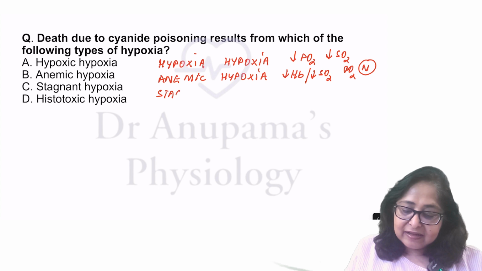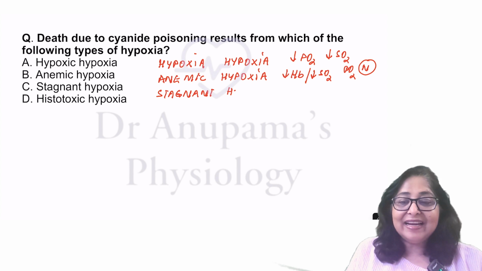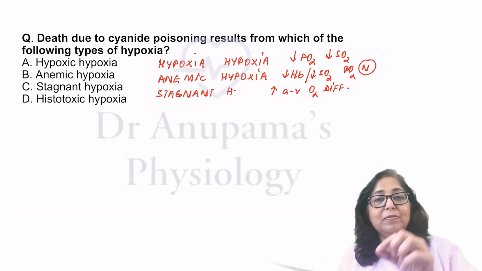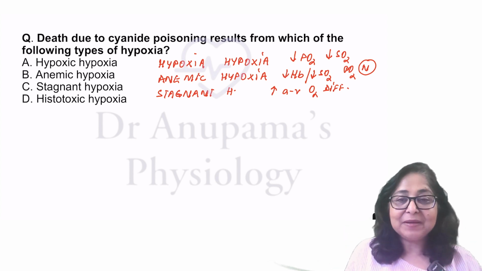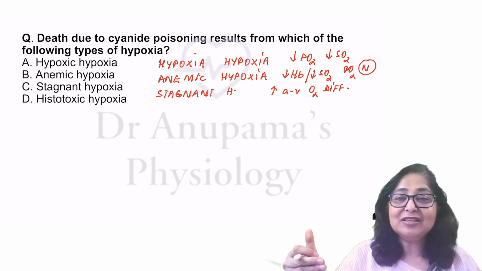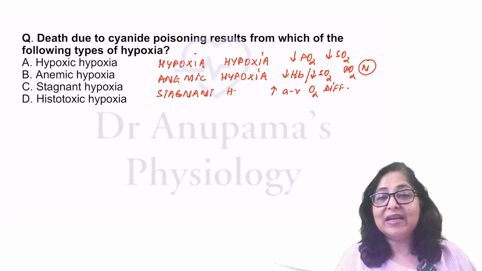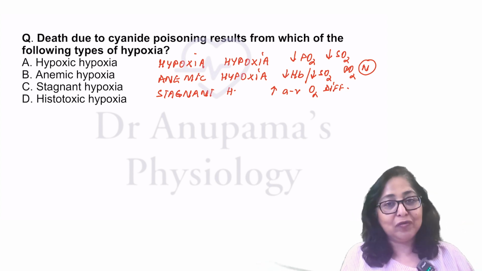Stagnant hypoxia. This occurs in cardiac failure. In stagnant hypoxia, there is an increase in the arteriovenous oxygen difference. Normally, the arterial PO2 is 95 millimeters of mercury, venous is 40. But in stagnant hypoxia, when the blood flow rate reduces, when the blood is moving slowly through the capillaries, this difference between the arterial side and venous side, the PO2 difference, will increase.